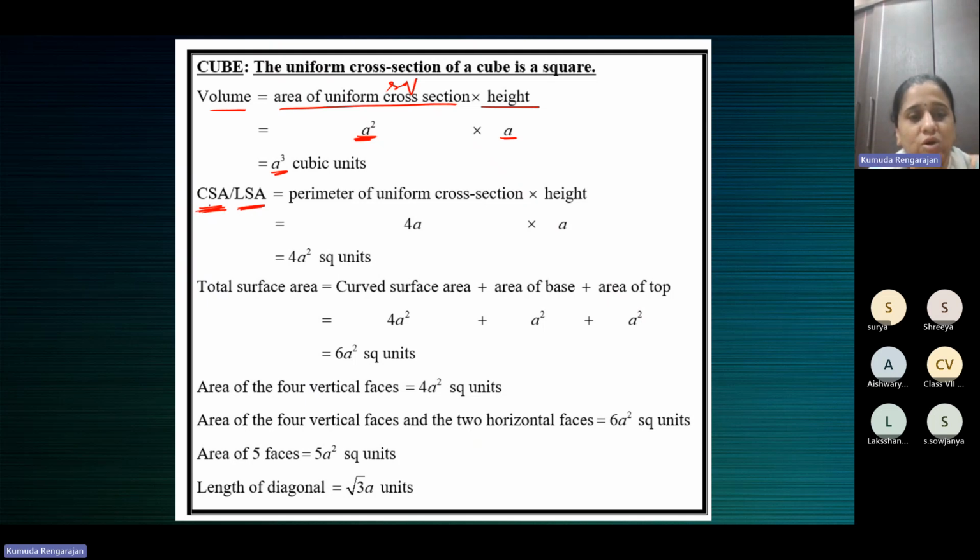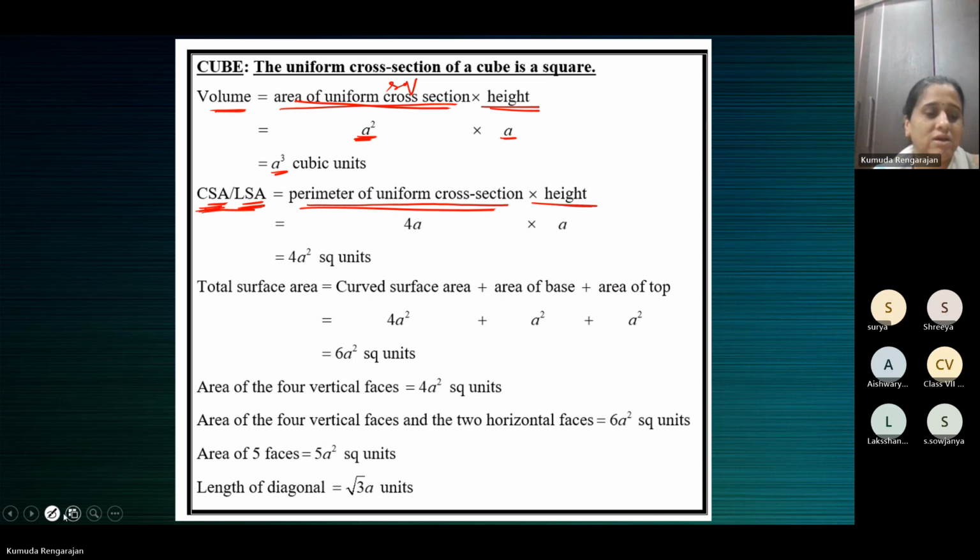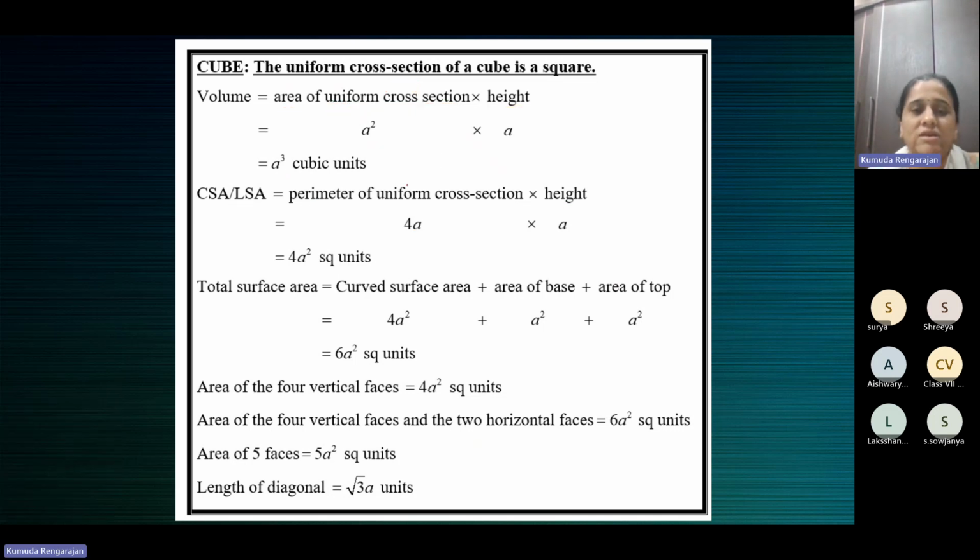The curved surface area or the lateral surface area of a cube, which has a uniform cross section, is given by perimeter of the uniform cross section into height. Volume is area of the uniform cross section into height. Curved surface area is perimeter of the uniform cross section into height. Now the cross section is a square. The perimeter of a square is 4a, into height a, the height of the cube, not height of the square, since a square does not have a height. So 4a into a, which is 4a squared.